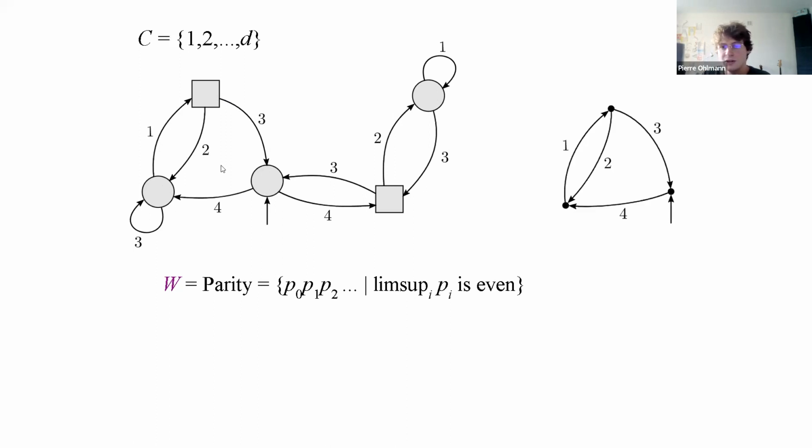Right. So in other words, where I picked this edge here and this edge here is a winning strategy. Which means that all the paths in there satisfy the objective. Any infinite path in this graph is such that the largest number that appears infinitely often is even. So this strategy is winning.